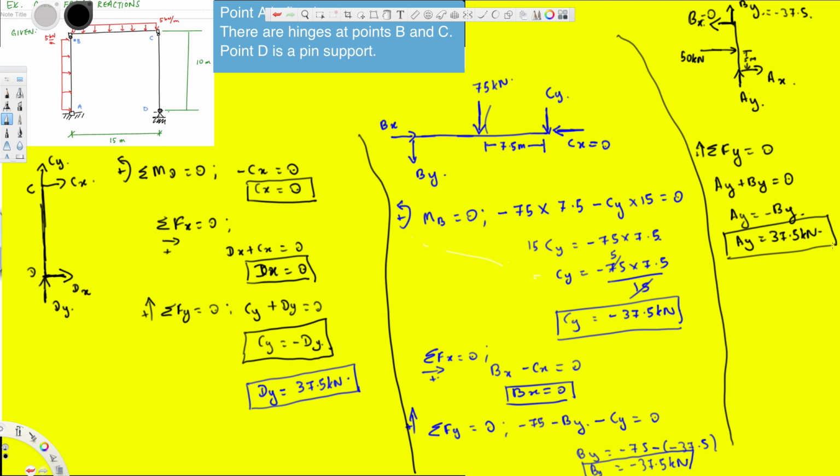Also we can calculate Ax. I can take the summation of Fx. Summation of Fx is equal to 0, and we have Ax and 50 kilonewton, and Bx is 0, we don't even have to take that. So Ax is positive, plus 50 positive, and that's all we have, equal to 0. Therefore Ax is equal to minus 50 kilonewton. And these are the reactions that exist, and we found everything.